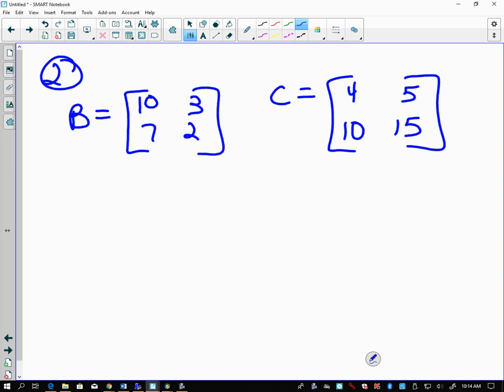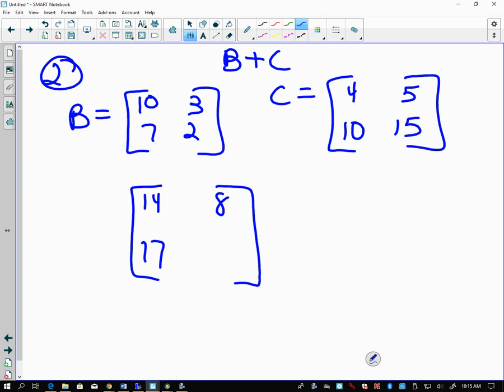Now they could really easily switch this around and say, find C plus B. You want to be careful with things like that. But we are just adding here. So the new matrix, if I'm doing B plus C: 10 and 4, 14. 3 and 5 is 8. 7 and 17, 2 and 15, 17. That should be it, right? That should be really, really easy to do. Don't make it more complicated than it needs to be.